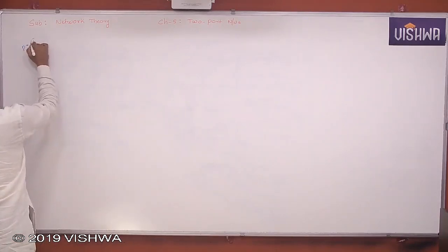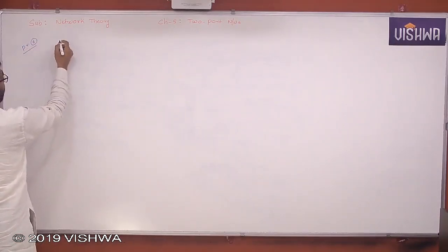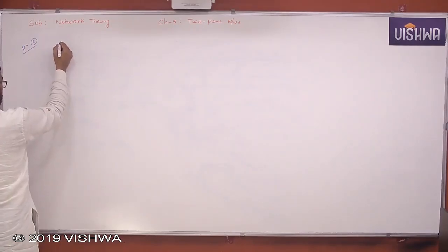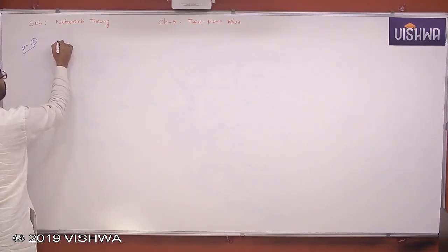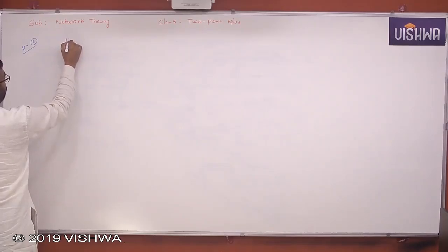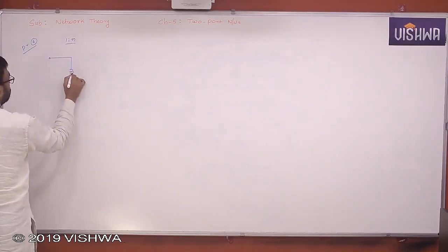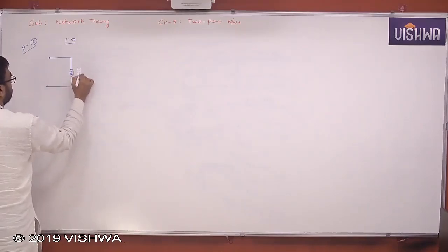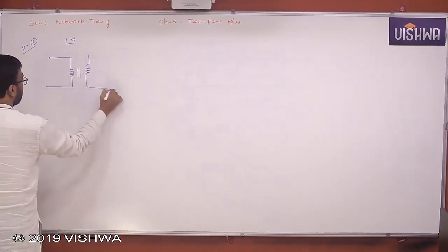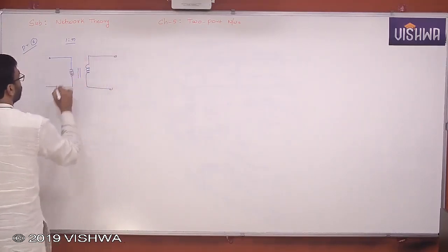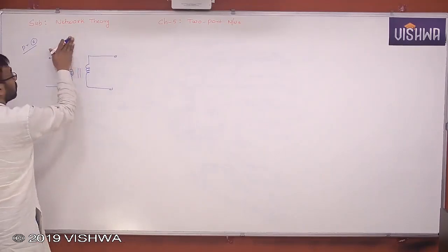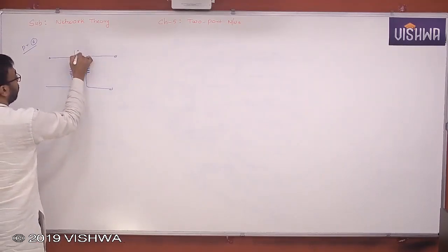Problem number 6. Find all types of parameters for an ideal transformer of 1:n turn ratio. Okay, here is an ideal transformer, with a 1:n turn ratio.